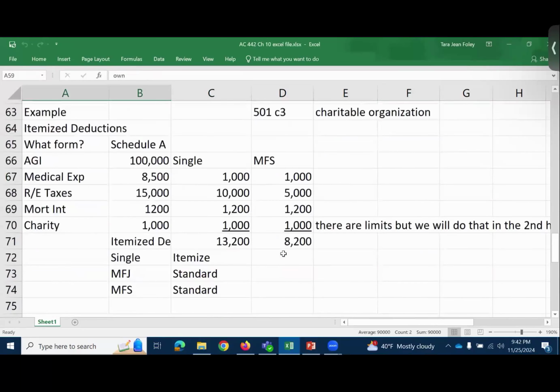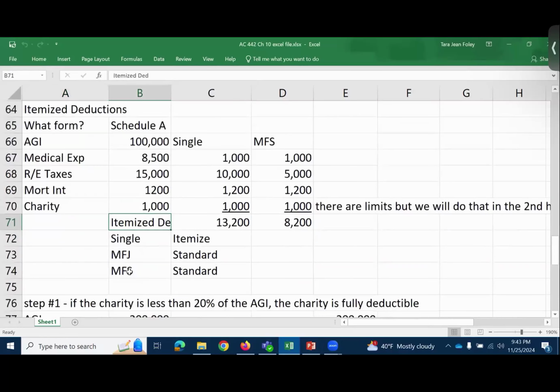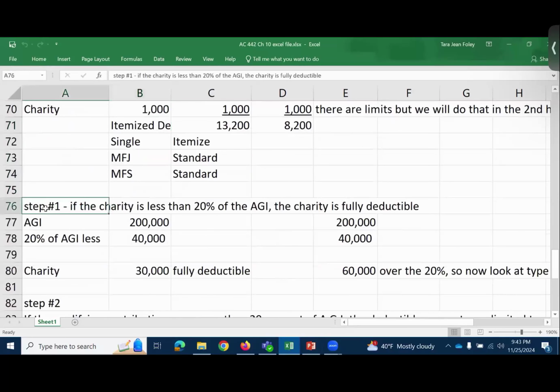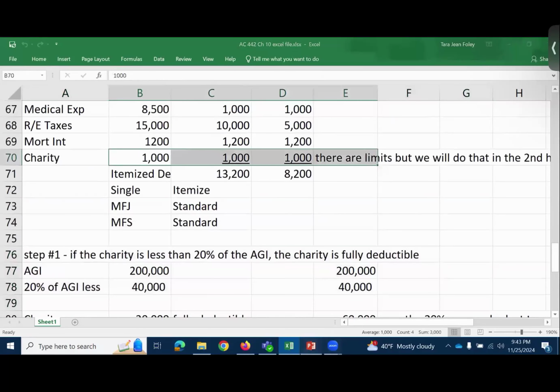So here's an example that you can do on your own: medical expenses, real estate, mortgage interest, charity. Okay, $1,000. Now, this is for the charity now, okay? This is for your charity.